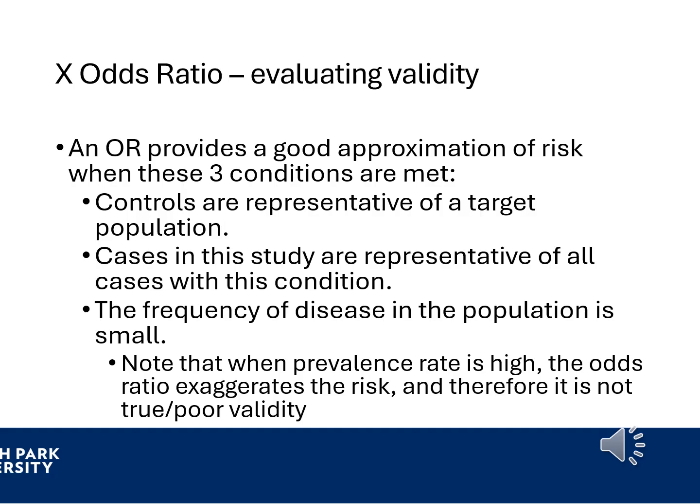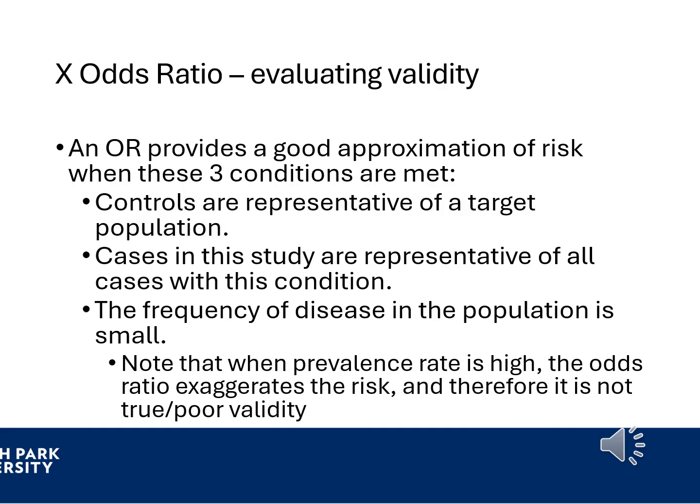So I want to remember what we're doing all this about. Both odds ratio and risk ratio are used to determine the amount of bias and make sure that the results of the study are valid. So an odds ratio is a good approximation of the true risk, or the true association between the independent variable, which is the risk factor, and the dependent variable, which is the outcome of interest. So the true relationship of that risk factor is correct if three conditions are met.